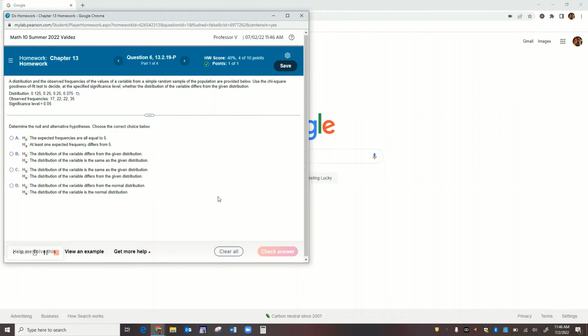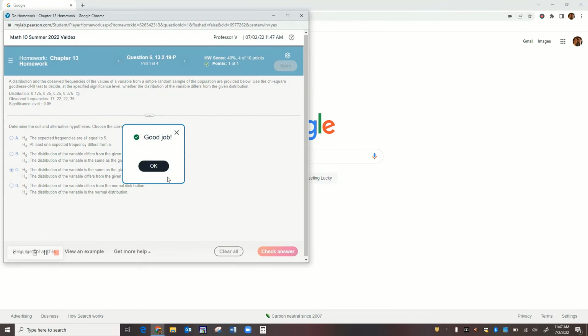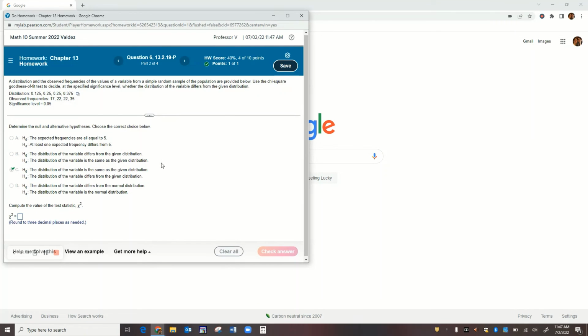So determine the null and alternative hypotheses. Select the correct choice below. So notice here, this distribution, this is what we are expecting. Those are the expected values. That's what the null hypothesis is going to claim or assert that the distribution follows. So A makes no sense. B, no, it wouldn't differ. It would be the same as the given. So the distribution of the variable is the same, yes. And then the alternative would be that it differs. Okay. Remember, equality always for the null. Differs goes in the alternative. Good. Then compute the value of the test statistic.